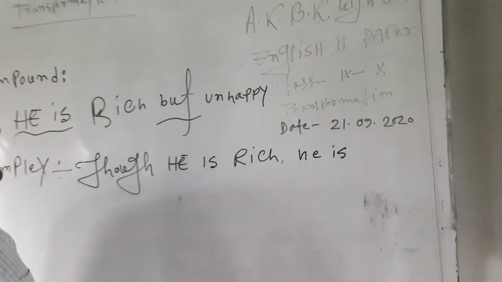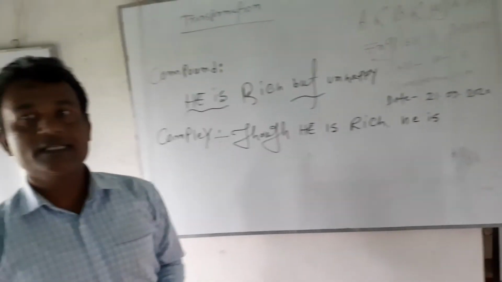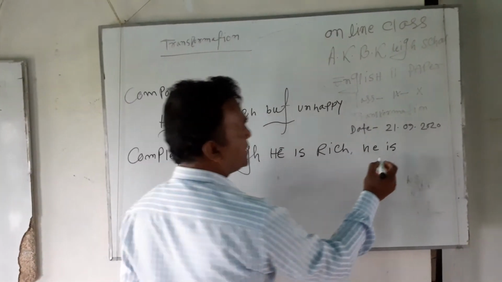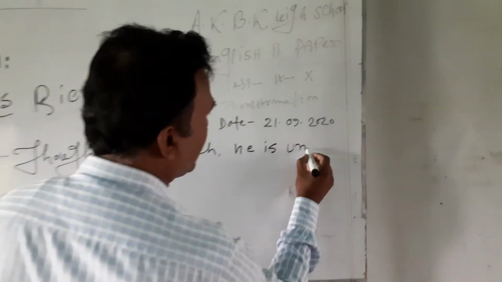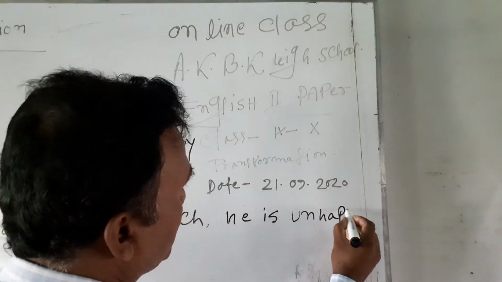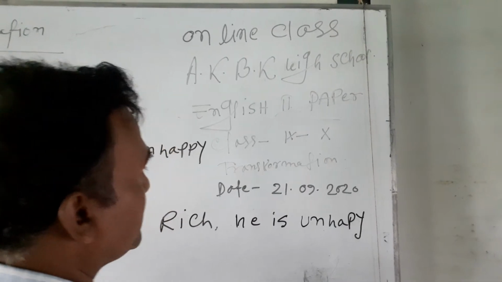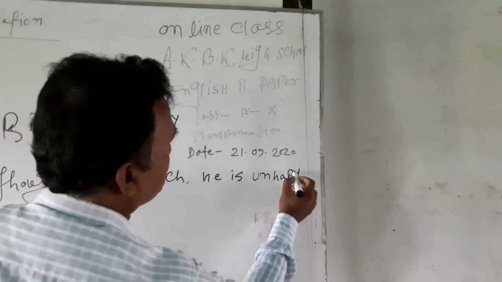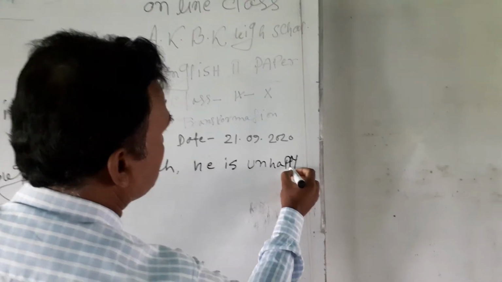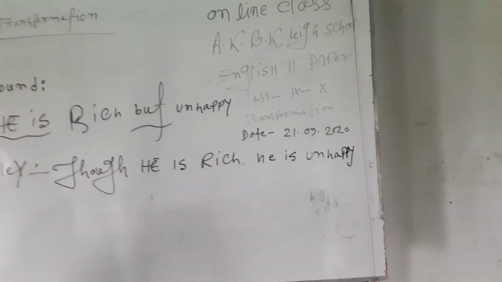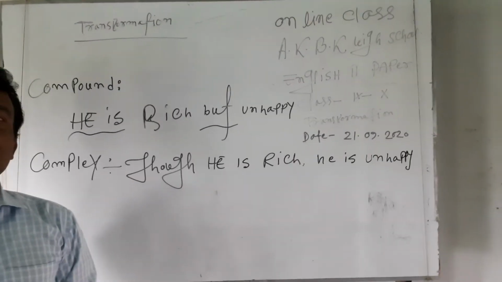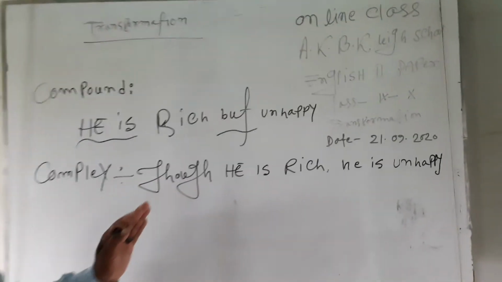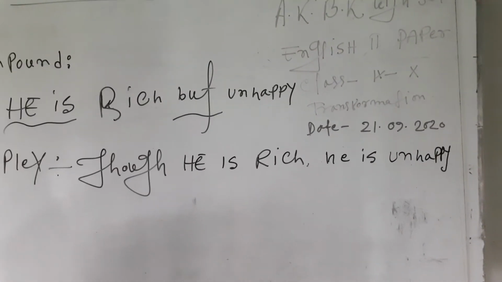He is. Then the adjective. What is the adjective of the sentence? Unhappy. He is unhappy. Clear? He is unhappy. So that is a very simple way to change a compound sentence into a complex sentence.